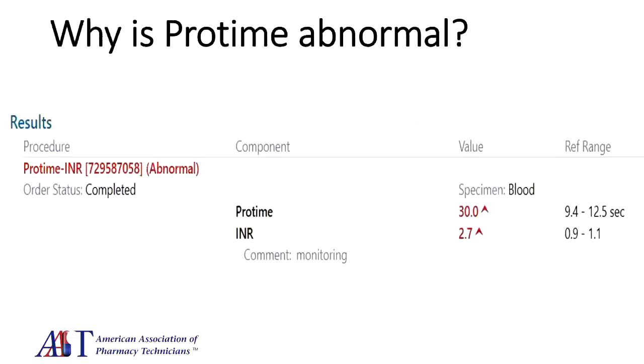This question comes up from patients probably at least once a month for people who go to a laboratory, and they look at their lab result and it says that it's abnormal, and they freak out because they say, Karen, you told me my INR was good, but this says it's abnormal. Any ideas? Why is it abnormal?